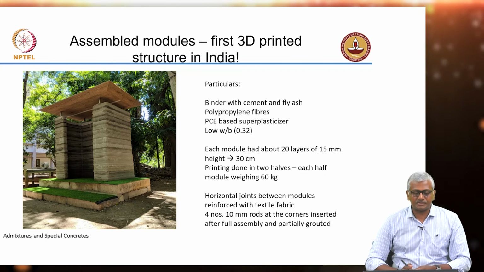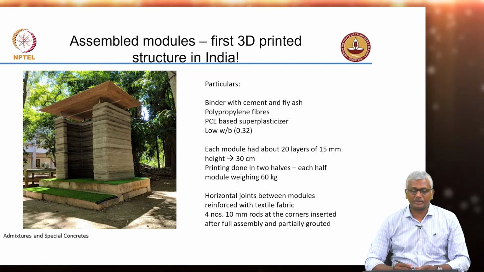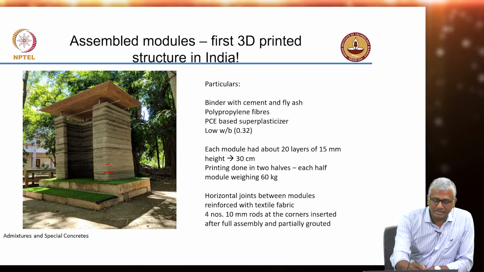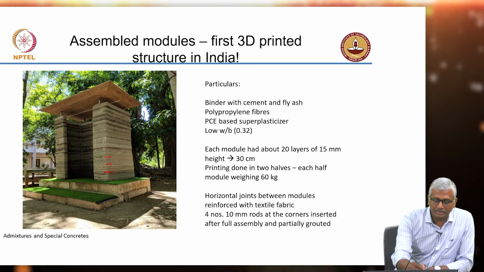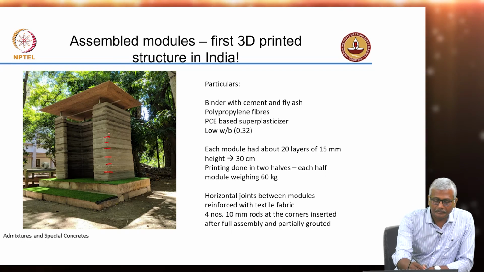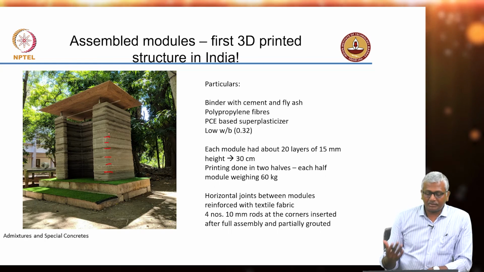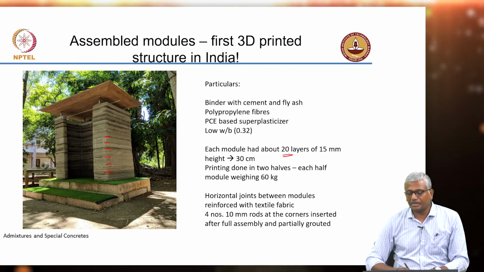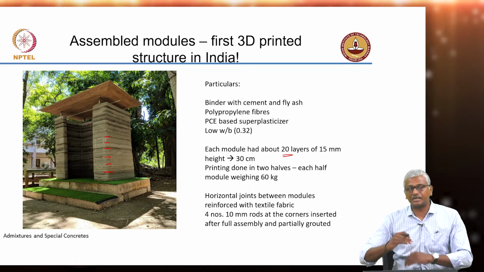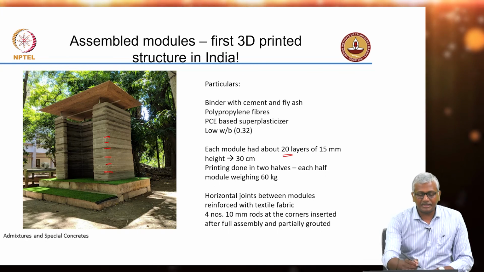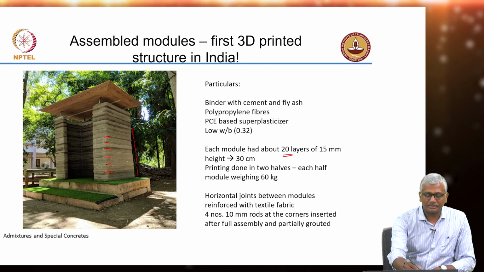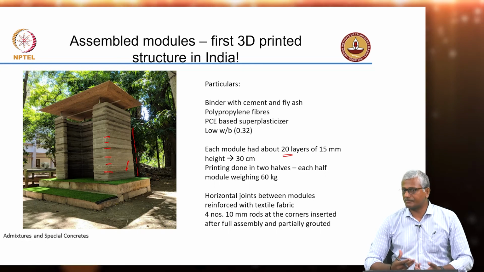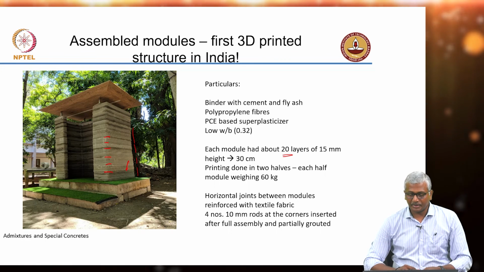So this is the structure as I was telling you about earlier. This is there in BSB still. It was printed in modules. You can see approximately the heights of modules here. We tried to get each module to have about 20 layers, about 15 millimeter height, so totally about 30 centimeters per module. And then these were stacked one on top of the other using a mortar joint in between to get sufficient bonding between the modules.